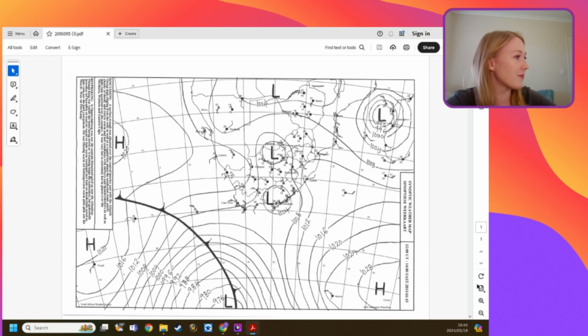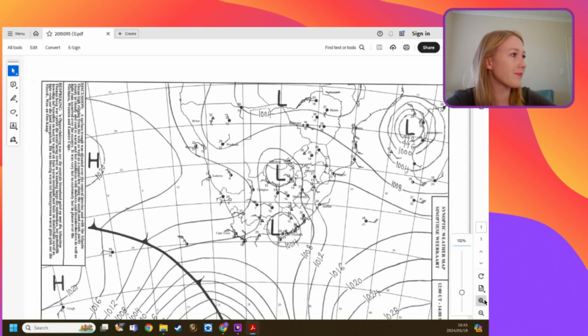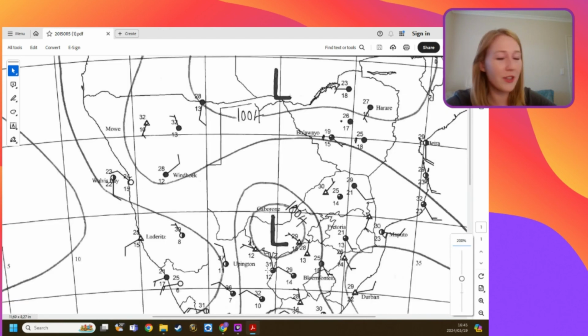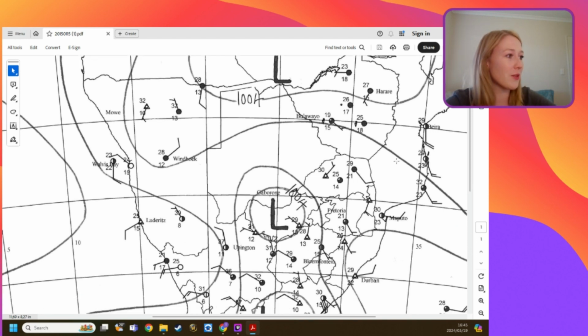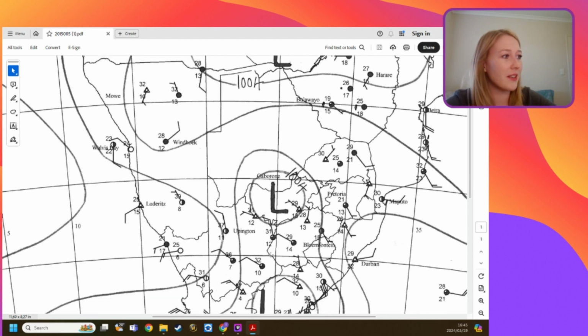I can see, zoom in, the little station models on the synoptic weather map. They tell me that this is mostly cloudy or completely cloudy. So there is rain that is coming. Okay, there you can very clearly see the low pressure cell. So it is an anticyclone or a low pressure system.